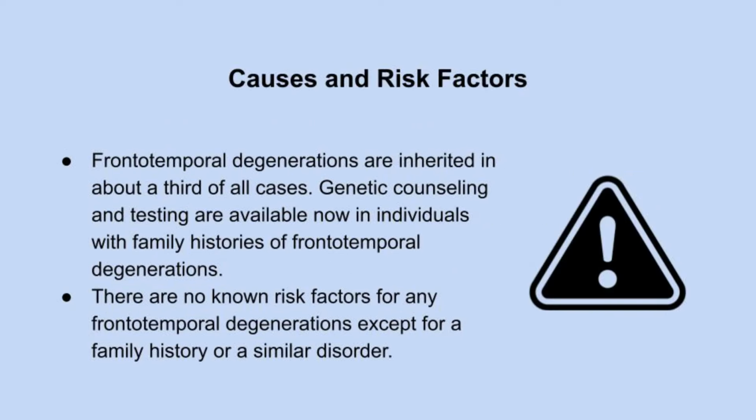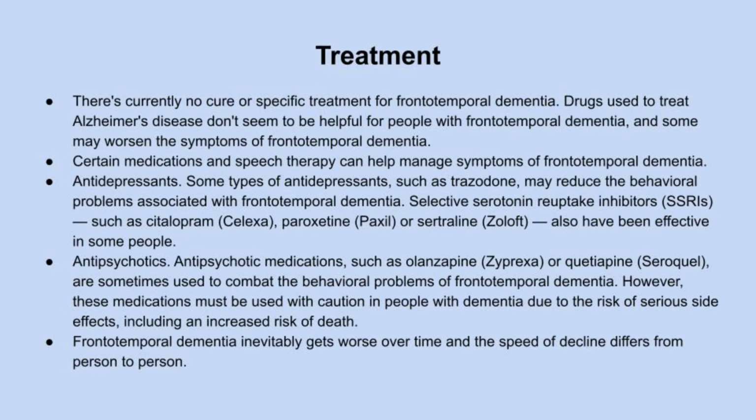So, causes and risk factors. This type of dementia is inherited in about 1/3 of cases. So genetic counseling and testing are available now for individuals with family histories. But otherwise, there are no known risk factors for any of the frontotemporal degenerations except for a family history of a similar disorder.